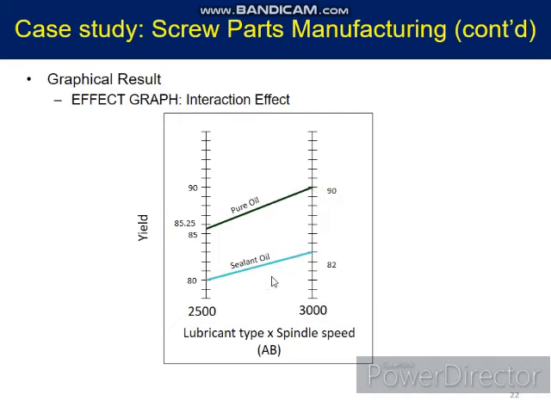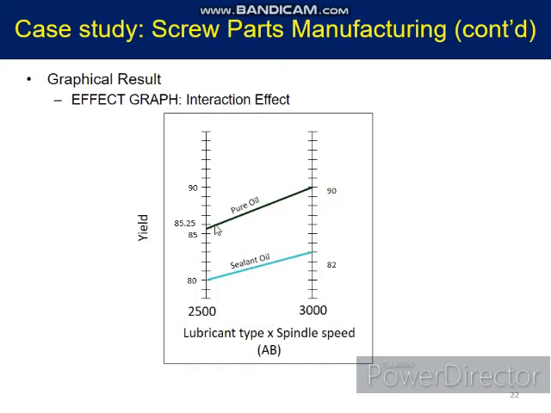So if you look at it, as you increase the spindle speed from 2500 to 3000, the rate of increase of yield for both sealant oil and pure oil is about the same. They're still about the same. So this indicates there is not much of an interaction effect that actually influences the yield.